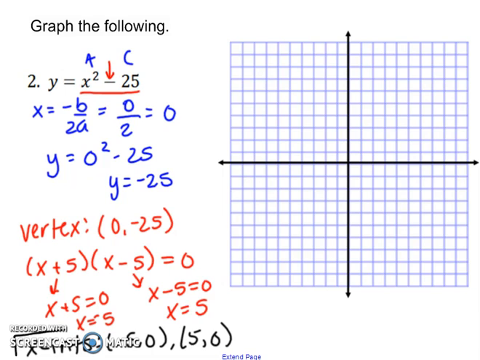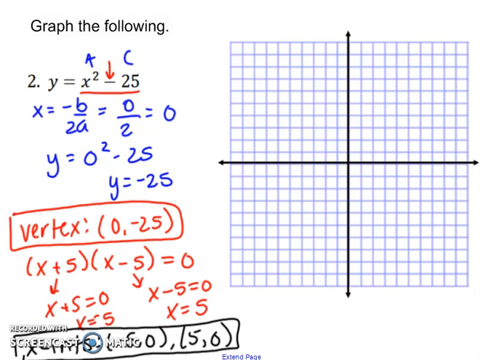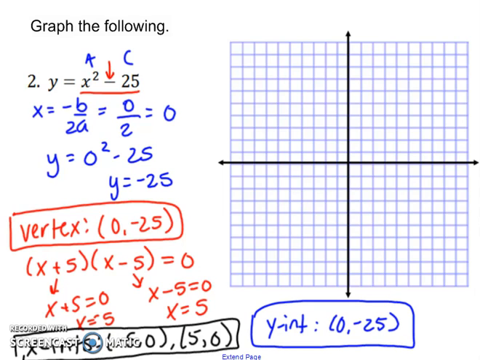Okay, and then the y-intercept is 0, comma c. So our c term is negative 25. So my y-intercept is going to be 0, negative 25. And again, this matches our vertex. So in the last example, the x-intercept matched the vertex. In this case, the y-intercept matched the vertex. Okay, so that could happen. Again, it probably won't happen all the time, but there it is.